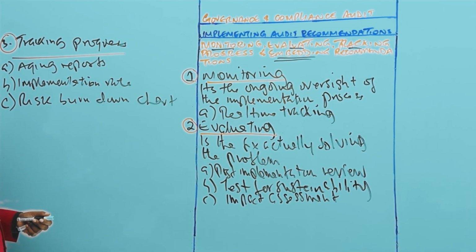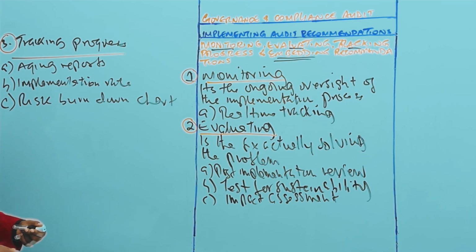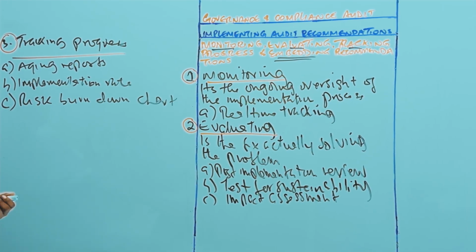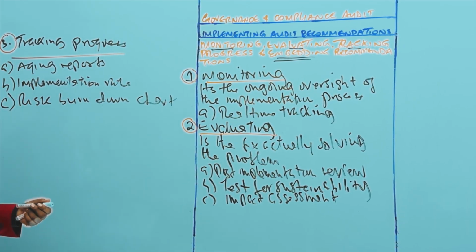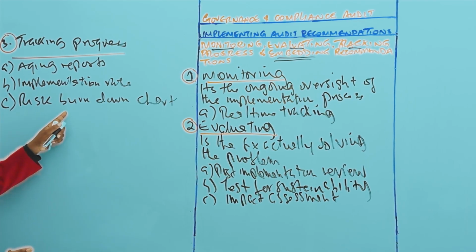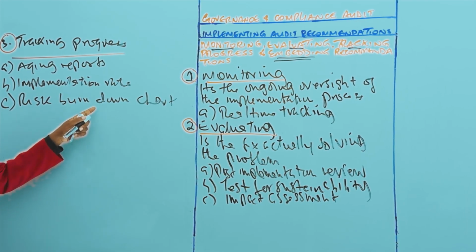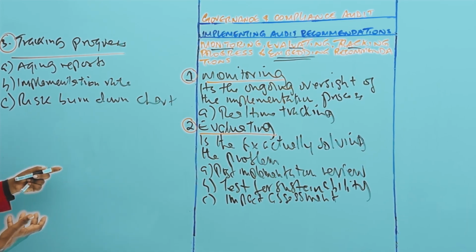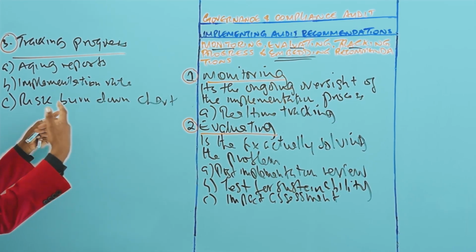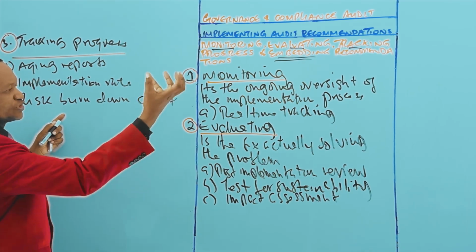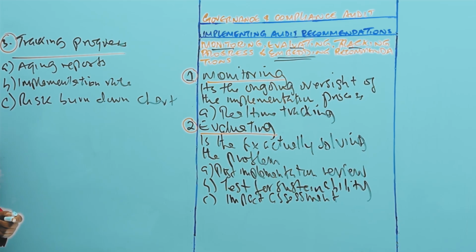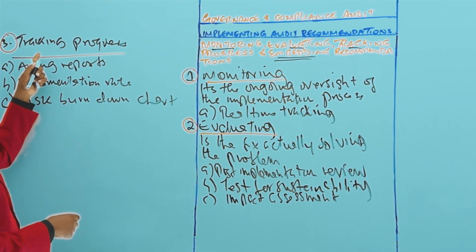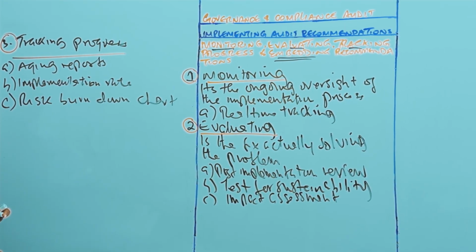Aging reports, implementation rate, then you can have a visual representation that shows the total risk value of the organization decreasing as recommendations are being implemented. Risk burn down. You are burning down the risk. You are reducing the risk. That's what it means. As you implement the recommendations, then the risk has to go down. You can have that as a visual chart. So that is how you track progress when implementing audit recommendations.